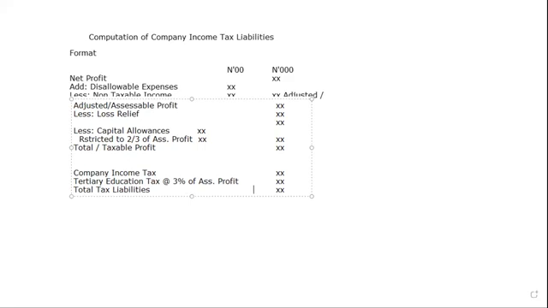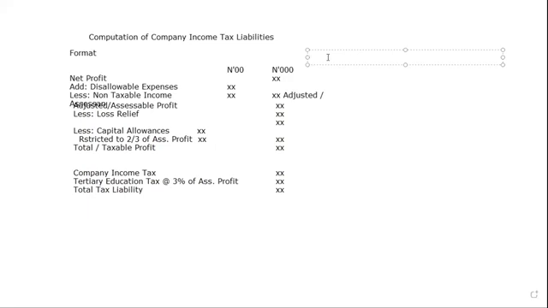Any question? Education tax, is it not 3%? Can you explain that, please? I just explained 3%. Yes, I will explain everything you have on the sheet now.